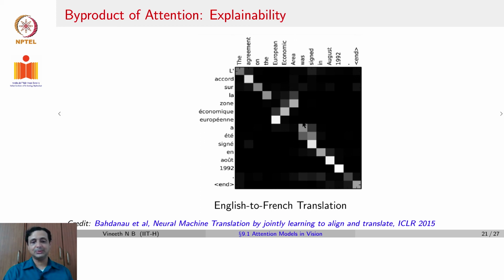So in this case, you can see that this particular sequence here, European Economic Area, depended on Zone Economic European. So that is also highlighted by these white patches here. So white means a higher dependence, black means no dependence. And looking at this heat map gives you an understanding of how the model translated from one language to another.